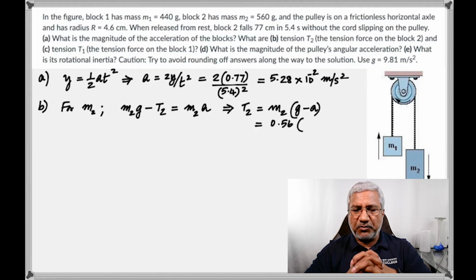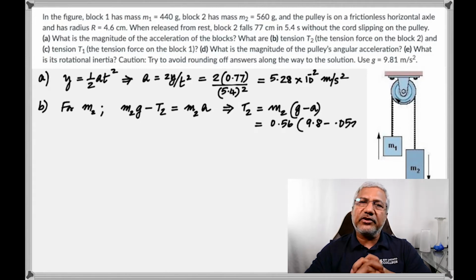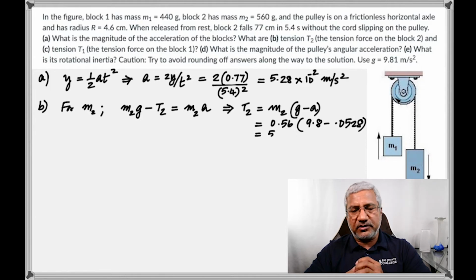Mass of the block is 0.56 in kilograms. And since we have the linear acceleration, you can now substitute that value. I put it as 0.0528. And you get the tension.